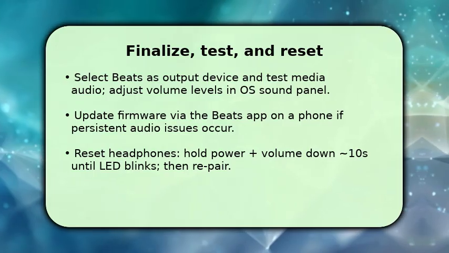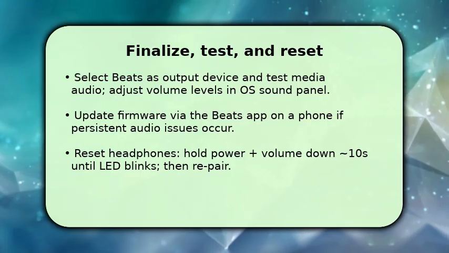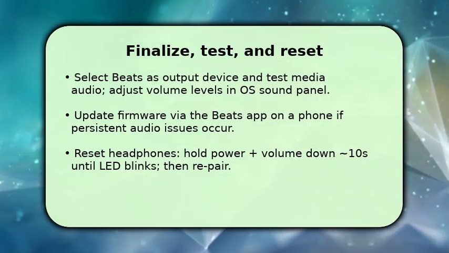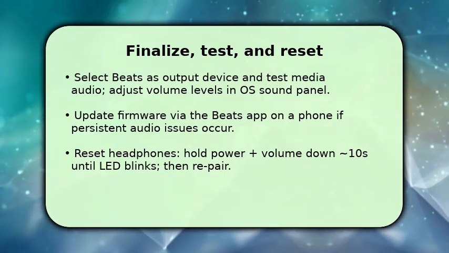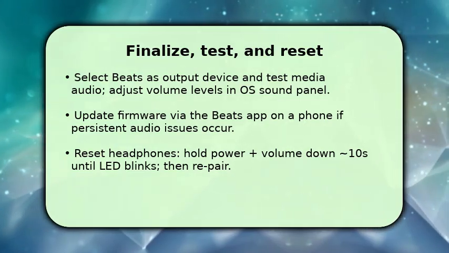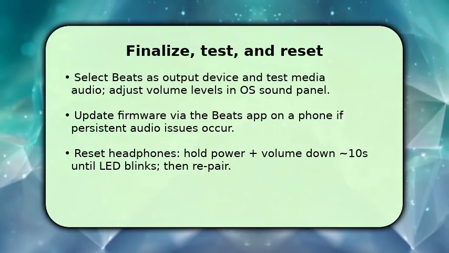If audio drops or codec issues persist, update firmware through the Beats app on a phone and then reconnect. Firmware fixes many bugs. As a key troubleshooting tip, perform a hardware reset by holding power and volume down for about 10 seconds until the LED blinks. Once reset, put them back in pairing mode.